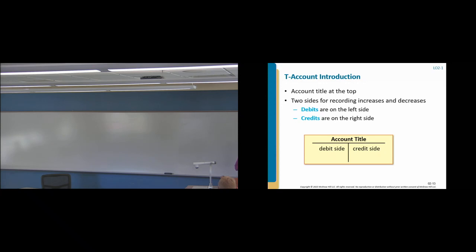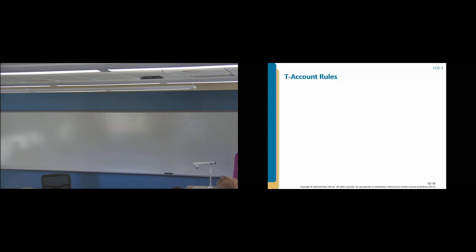So you ask yourself the question, when I have an economic event or transaction that impacts an account, like cash, does my cash increase or does my cash decrease as a result of this transaction? If it's an increase, then you look at your rules and say that would be a debit, right? If it's a decrease, you look at your rules and say that would be a credit. So there's a method for figuring that out.